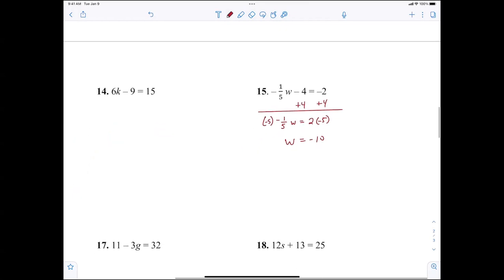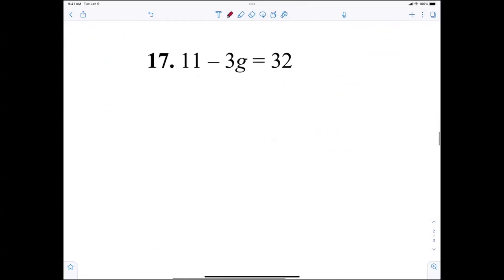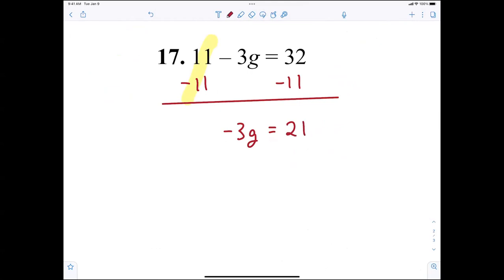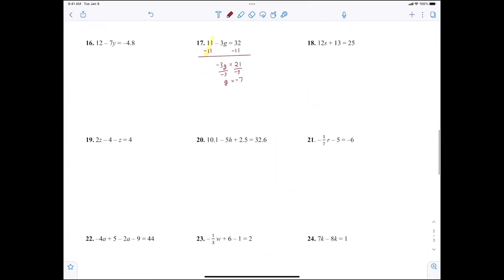All right, Lila, let's hear you. 17. So minus 11. You are awesome. And then 11. So negative 3g equals what? Oh, I meant 21. You're correct. Now what? You divide by negative 3. You're absolutely correct. And then we get negative 7. Very nice. All right, we seem to be okay. Aiden, you're up.